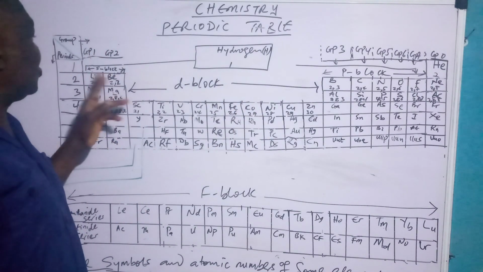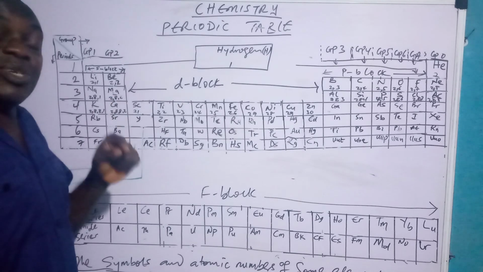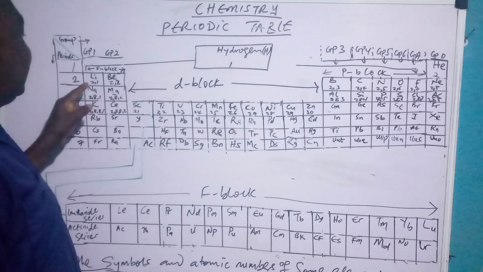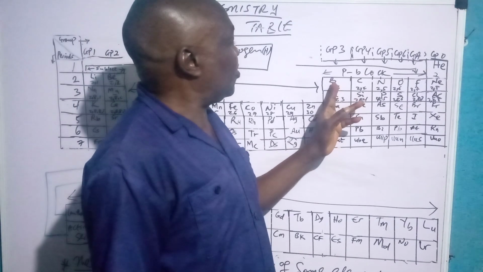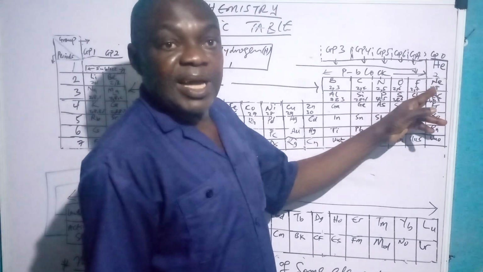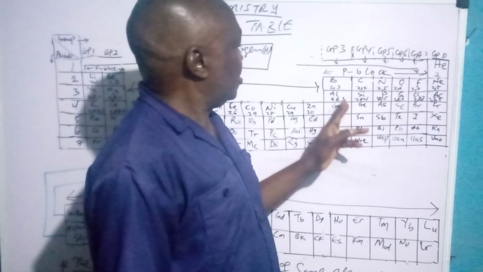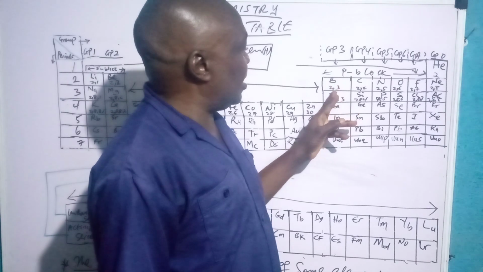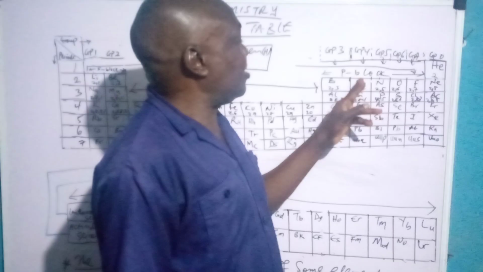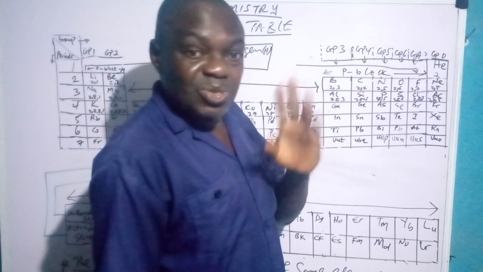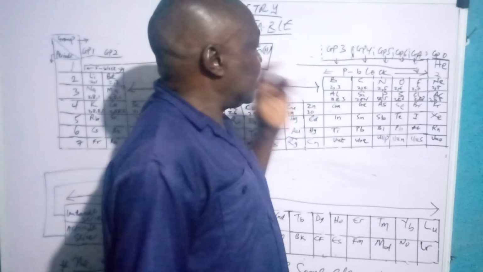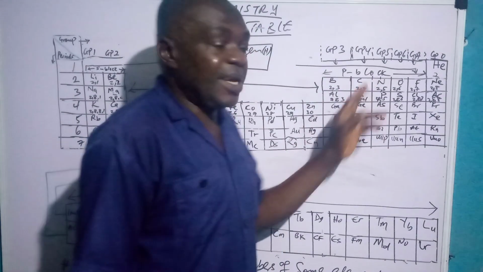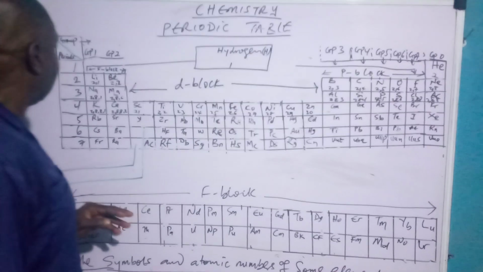You see group 1 and 2, their outermost electron is found in the s orbital, making them s block elements. From group 3 to the noble gases, which is group O, the valence electrons are found in the p orbital. You'll be taught the meaning of s orbital, p orbital and others later. So they correspond to the p block elements.